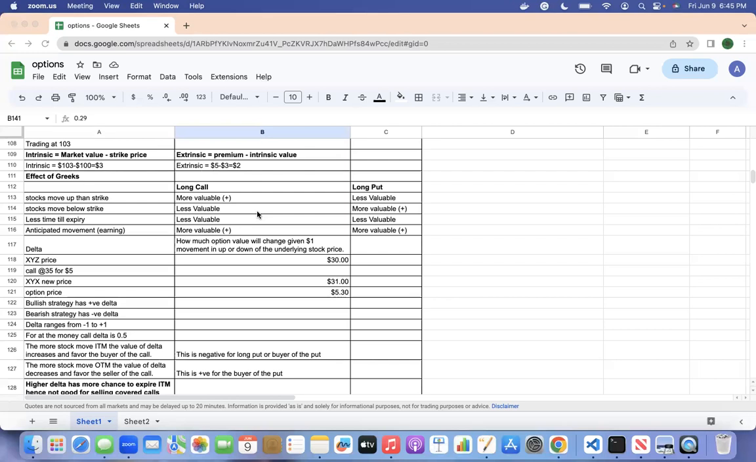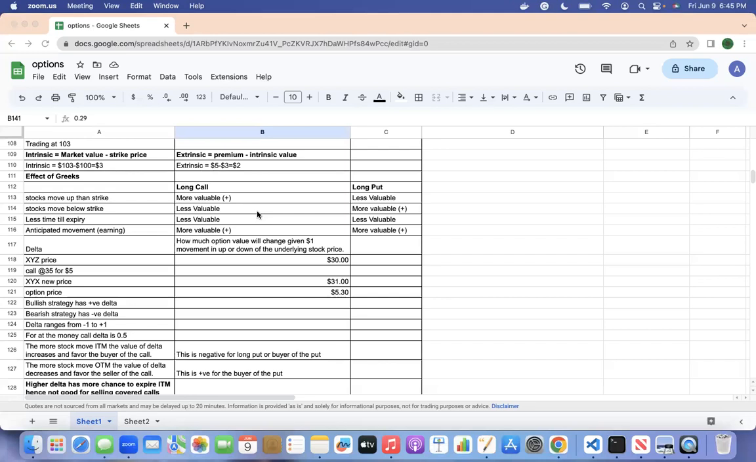Sometimes it's abbreviated as ATM, right? So if you hear on any website, or internet or YouTube video, they're talking about ATM, ATM means the strike price and market value are right now exactly the same. There is no intrinsic value, and the full premium is equal to the extrinsic value. So that would be at the money.